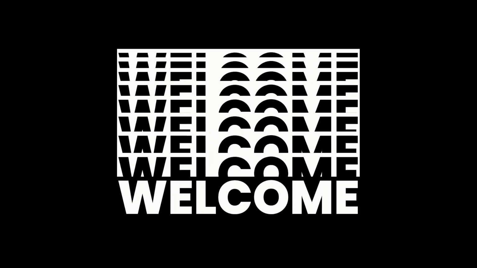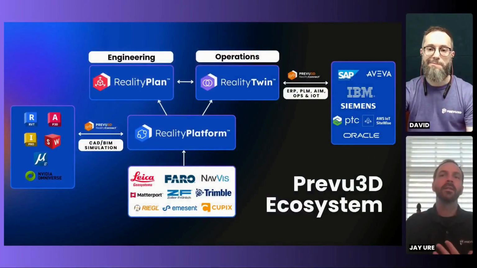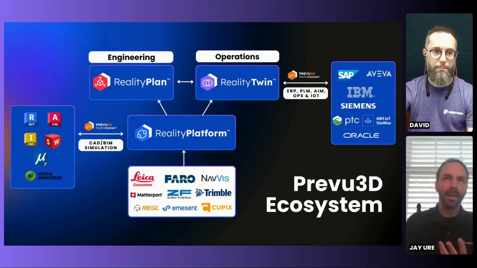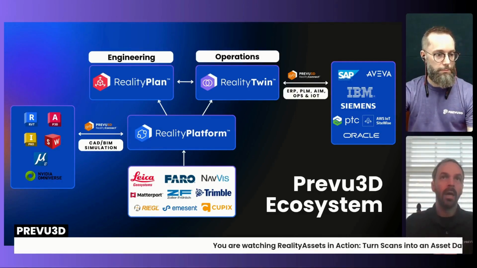So let's get started with a quick overview of Preview 3D's ecosystem. A lot has changed over the past few months, and if you've known us mainly as a meshing engine, this diagram will show just how much broader our platform has become. It gives a clear view of the entire ecosystem and highlights where we'll be focusing our energy. RealityTwin and the operational reality connectors for metadata and asset tracking are the focus of today's webinar.